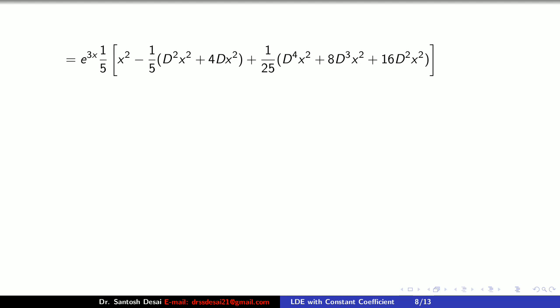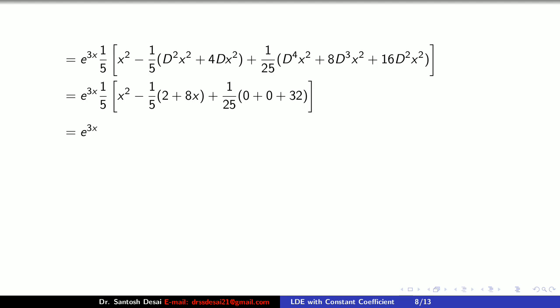Now we put the corresponding values: D of x square, that is the derivative of x square, is 2x. D square x square stands for the 2 times derivative of x square, that is 2. And D cube x square, the 3 times derivative of x square, will be 0. Similarly, D raised to 4 x square is again 0. So putting all the values, we get e raised to 3x into 1 upon 5 into x square minus 1 by 5 into 2 plus 8x, plus 1 upon 25 into 0 plus 0 plus 32.